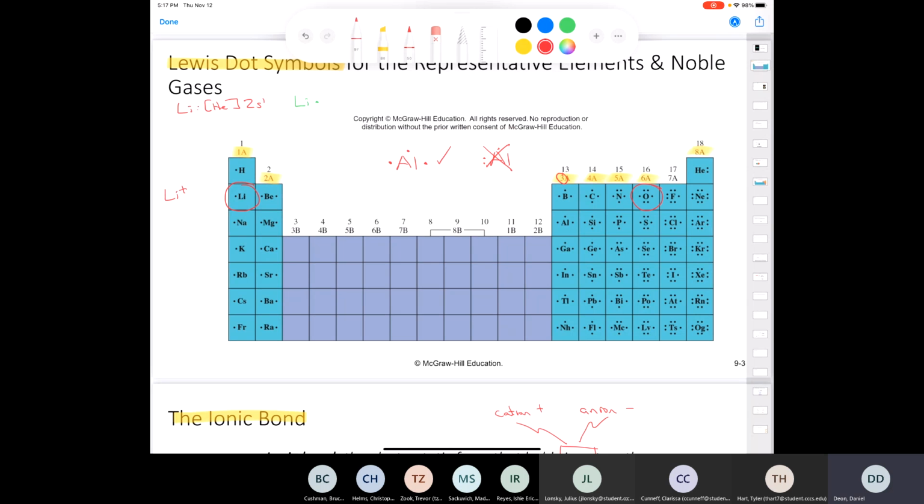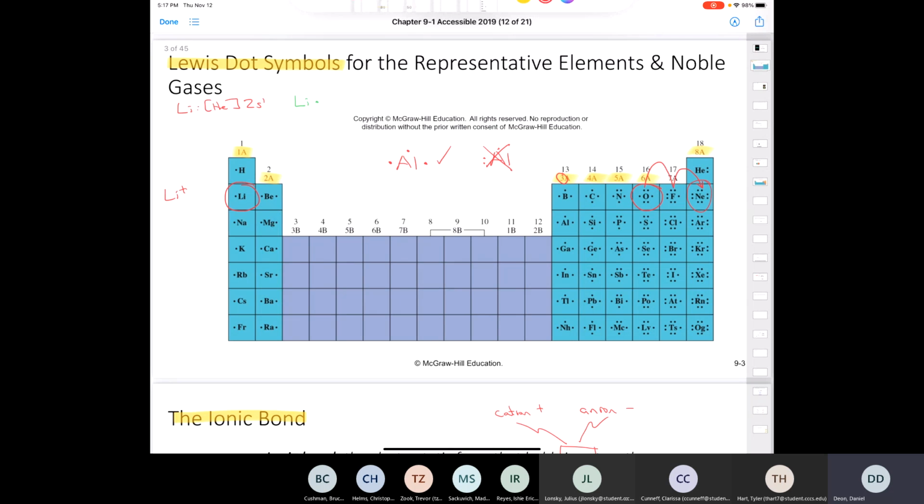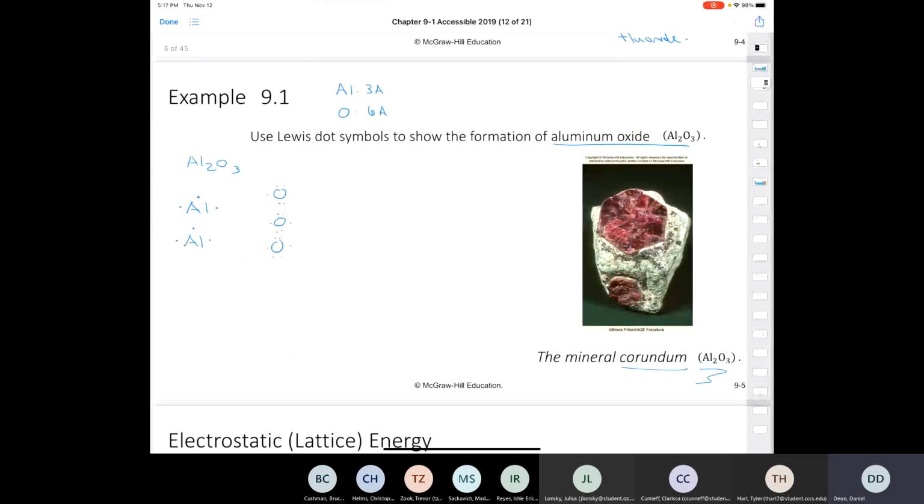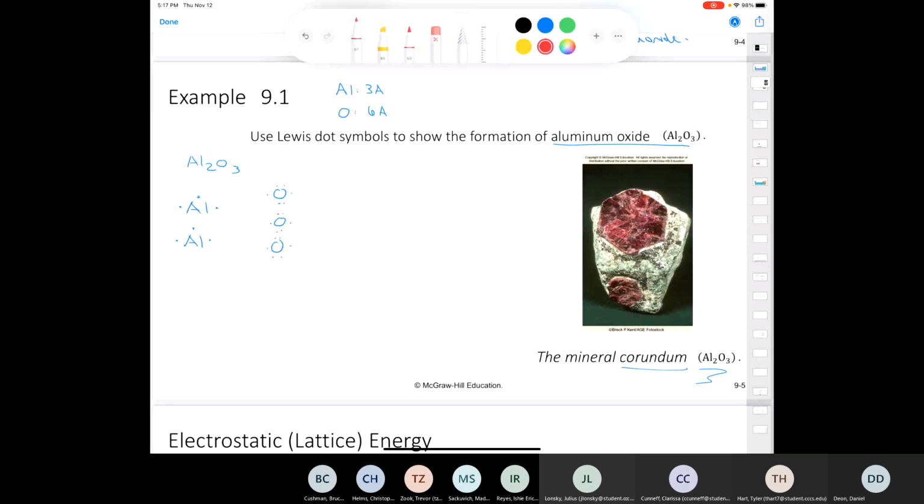Here's oxygen on the periodic table. It has to gain 1, 2 electrons to become isoelectronic with neon, the nearest noble gas. Well, if I have 3 oxygens and each one of them has 6 valence electrons and they all need a total of 8, that means that each one needs 2. 3 times 2 is a total of 6. Look what I have here. I have 3 valence electrons here and 3 valence electrons here.